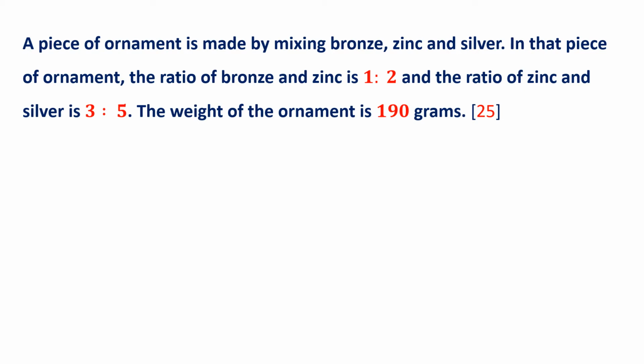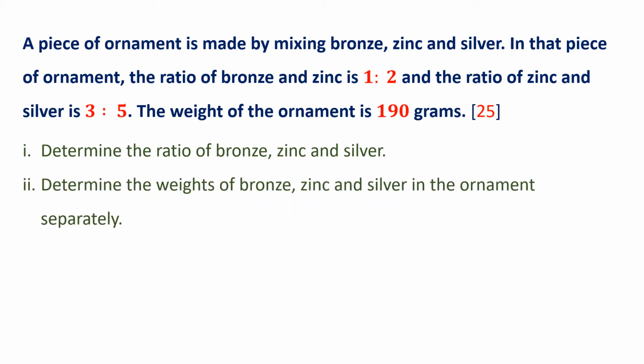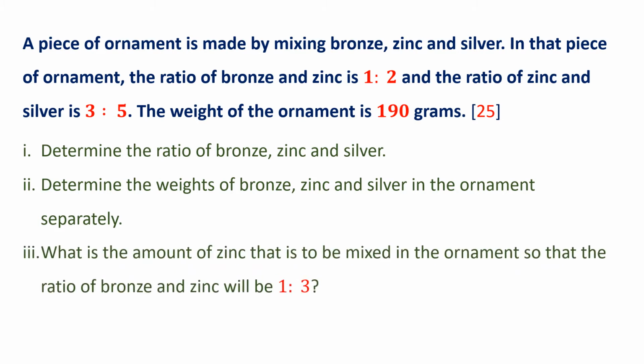I have taken this question from your textbook, and it is number 25 in exercise 2.3. Our first question is, we need to determine the ratio of bronze, zinc and silver. The second question is, determine the weights of bronze, zinc and silver in the ornament separately. The third one is a little bit tricky. What is the amount of zinc that is to be mixed in the ornament so that the ratio of bronze and zinc will be 1:3?